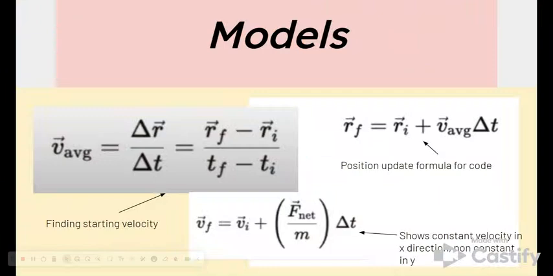And now for the models. So I had to find the starting velocity. So I used this equation, and then the position update formula I plugged into my code, and then the bottom equation shows constant velocity in the x direction and non-constant in the y because of time.